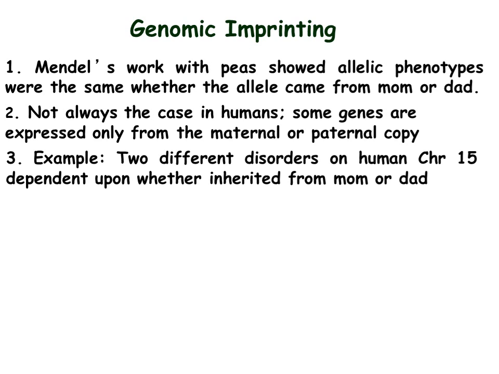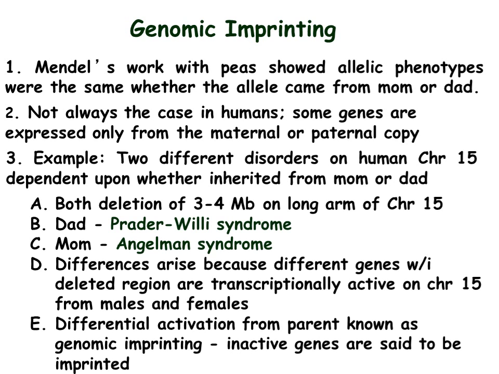So the classic example of this, well, classic now, are two different disorders on chromosome 15, and depending on whether you inherit the deletion from mom or dad, you have these two different disorders. It's a fairly large deletion of 3 to 4 megabases. So we're talking about 3 to 4 million base pairs. So that's a fair amount. And if you inherit this deletion from your dad, you have Prader-Willi. If it's from mom, it's Angelman.